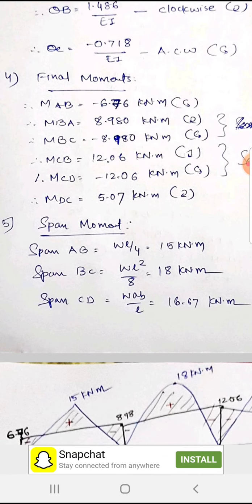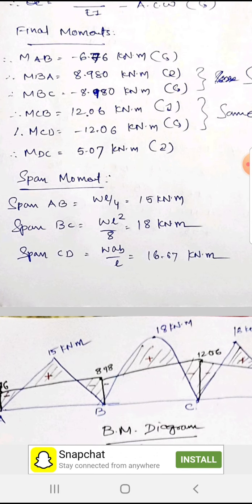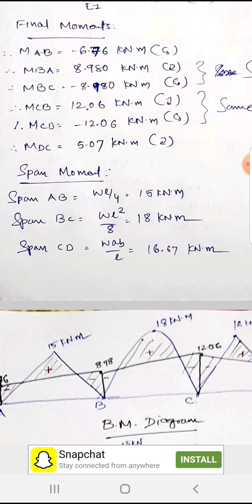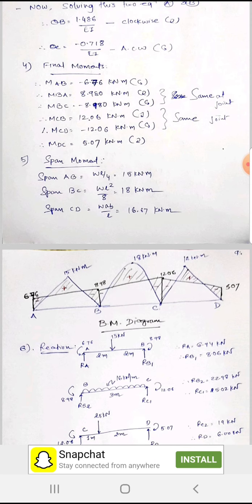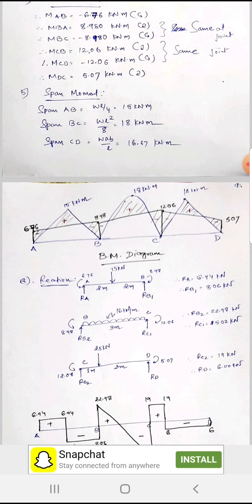Now the next step, that is span moment. For span AB, WL by 4, span BC, WL squared by 8, and span CD, WAB upon L. So from these span moments, first we draw the simply supported bending moment diagram, and afterwards we draw the negative diagram, that is the support moment, which is indicated over here. So connect all these values by lines and get the bending moment diagram.